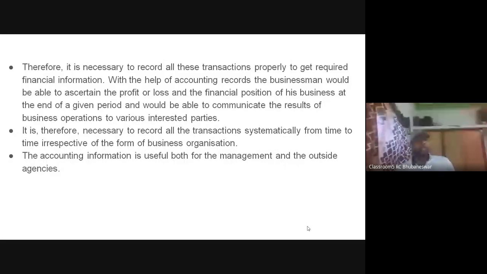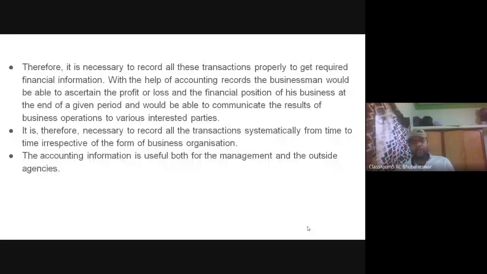Prepare another financial statement known as the balance sheet, which will portray or display the assets, liabilities, and capital position, or the shareholders' fund position, on a given date, on a particular date. Okay, so this is only possible through the help of accounting.